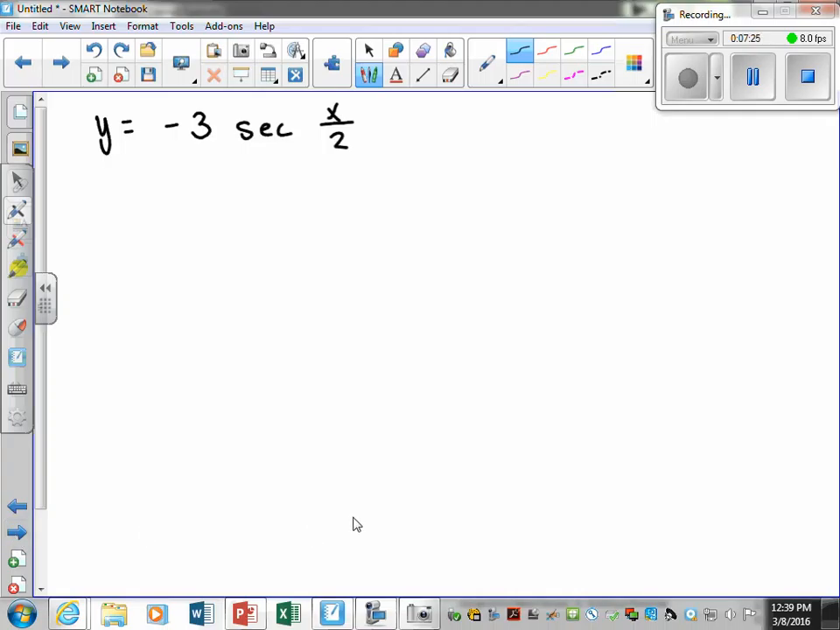Okay, our next one is y equals negative 3 secant of x over 2. I'm going to recall that secant x is equal to 1 over the cosine of x, so I'm going to use my graph of cosine of x to help me plot this. Now I need to account for the amplitude and the period, so let me write my formula down and then determine amplitude and period.